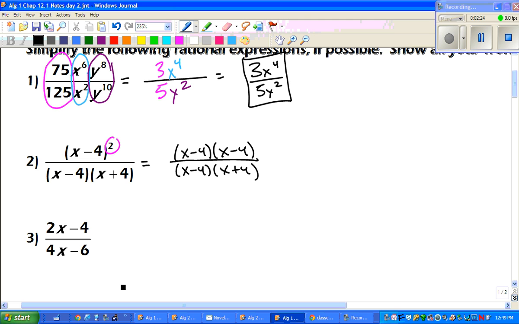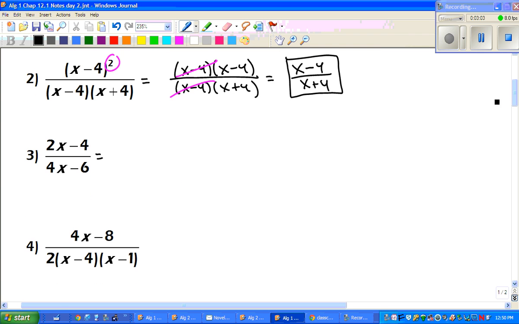Okay, now, is there anything that we can cancel out? And that answer is yes. We can cross out the x minus 4 and the x minus 4 because they are exactly the same. With the binomial, you can only cancel them out if they are 100% exactly the same. And those aren't, because we're left with x minus 4 and x plus 4. So since they're not 100% exactly the same, that's our answer.